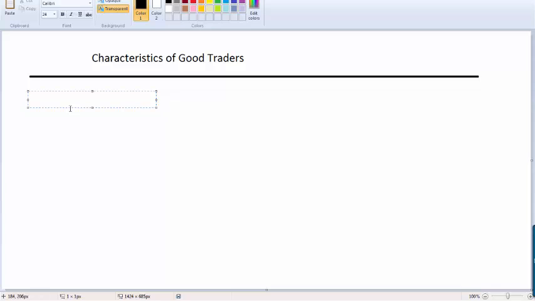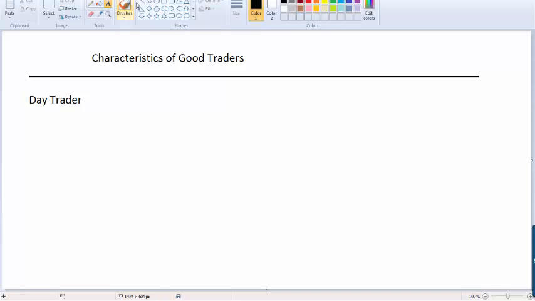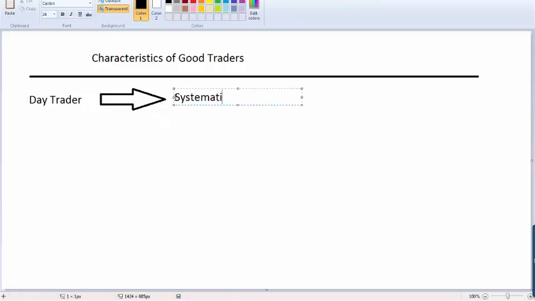We've been doing it investor first. Let's start as a day trader. I believe that a day trader must be systematic, be disciplined, have some good computer skills, and I believe that you need to have good judgment.